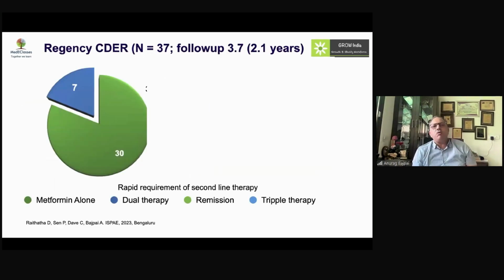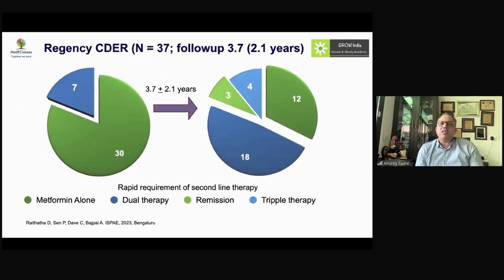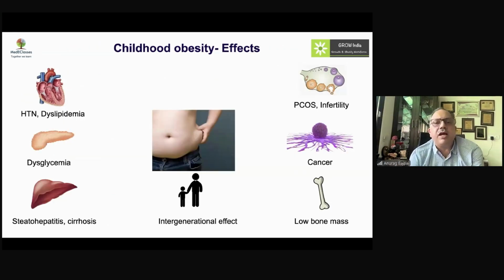So we need to be very bothered, and this is something which we showed recently in our study, in which we found that a large proportion of youth with type 2 diabetes below 18 years require multiple drugs within 2 years of follow-up. So this is something to worry about. Best to avoid the development of diabetes in that perspective.